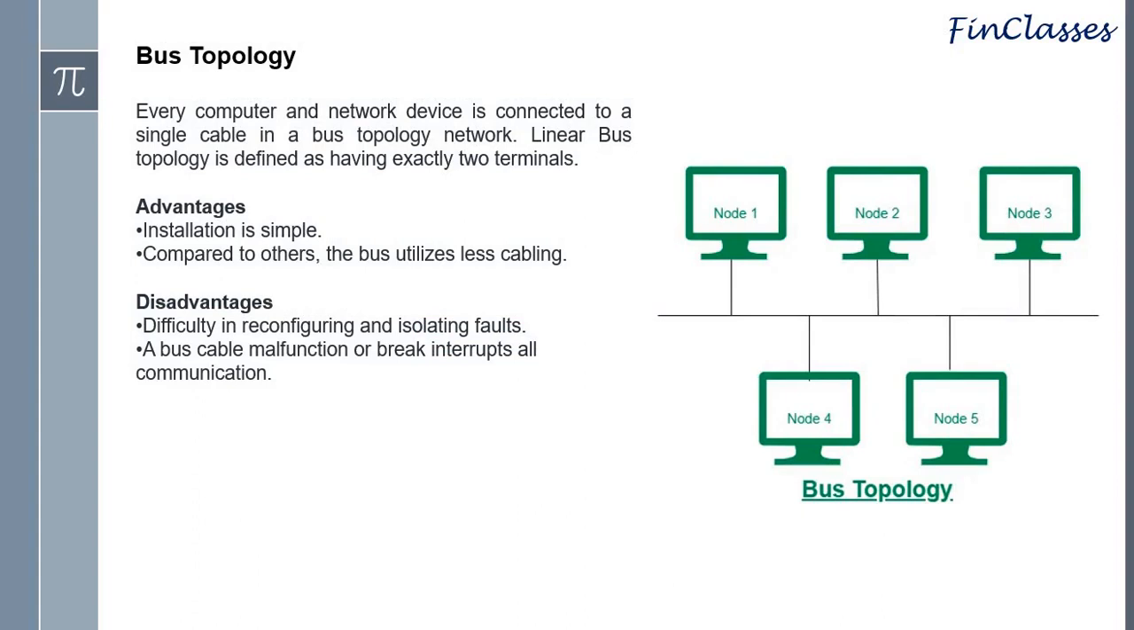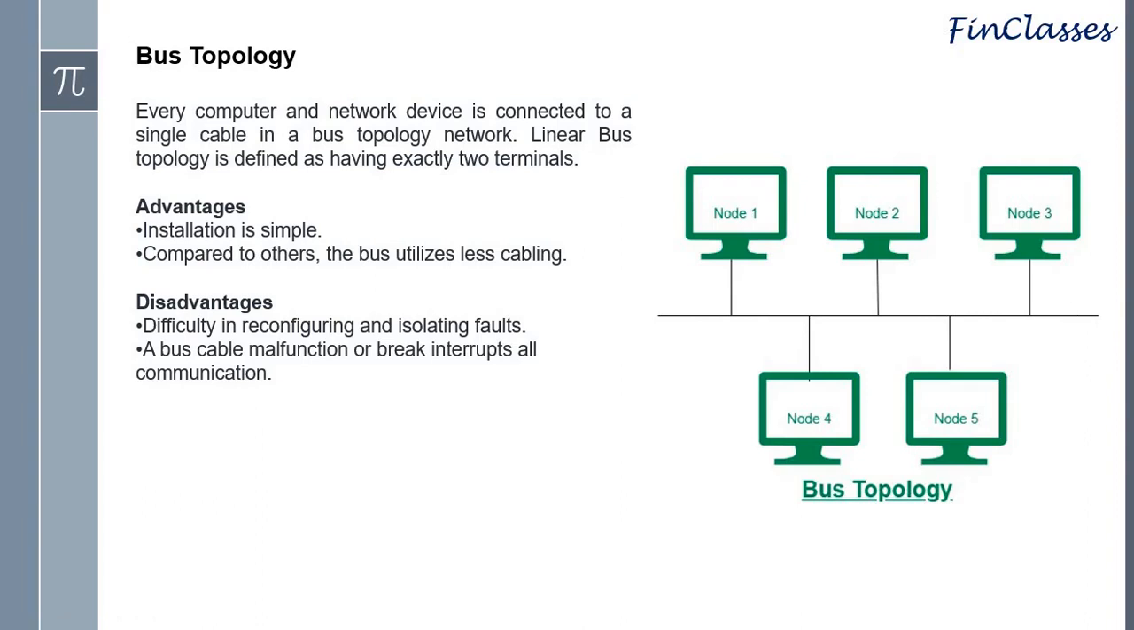You can see in the figure, every computer and network device is connected to a single cable. This is a single cable. So every computer or maybe a network device is connected to a single cable in a bus topology network. So basically this is a linear topology having exactly two terminals. So the first one, second one, last one. It is a very simple topology.